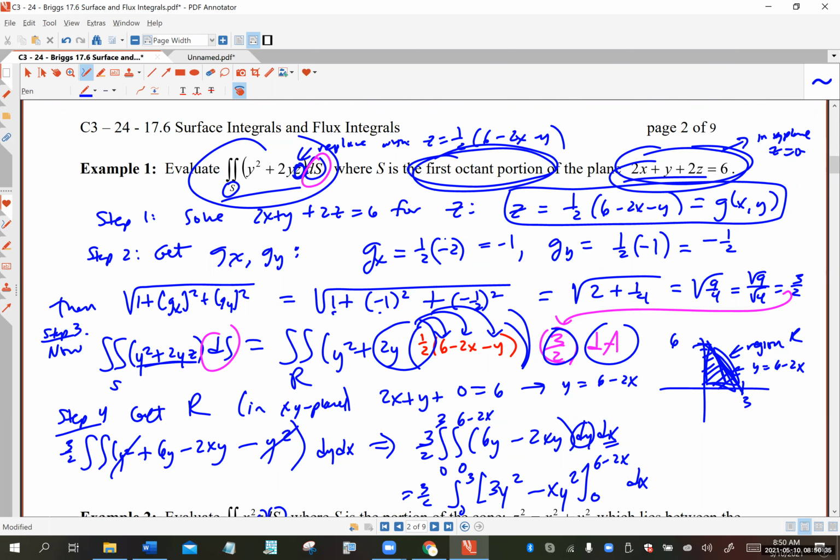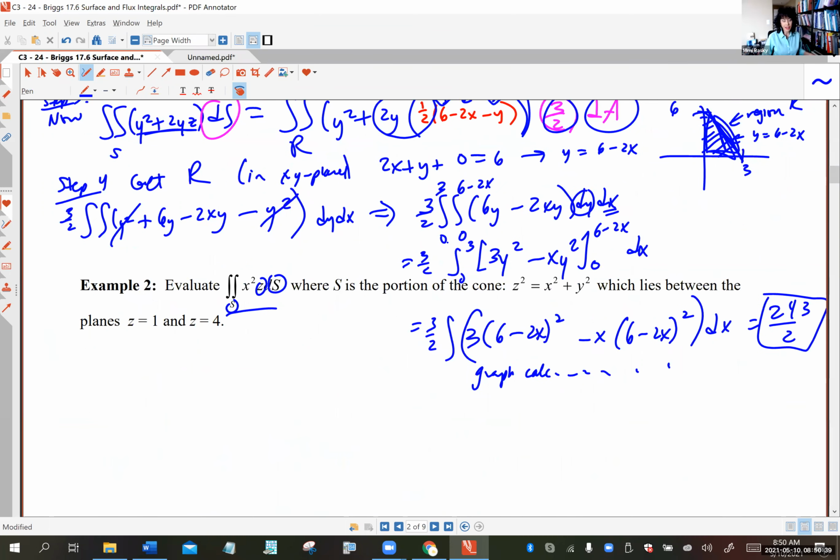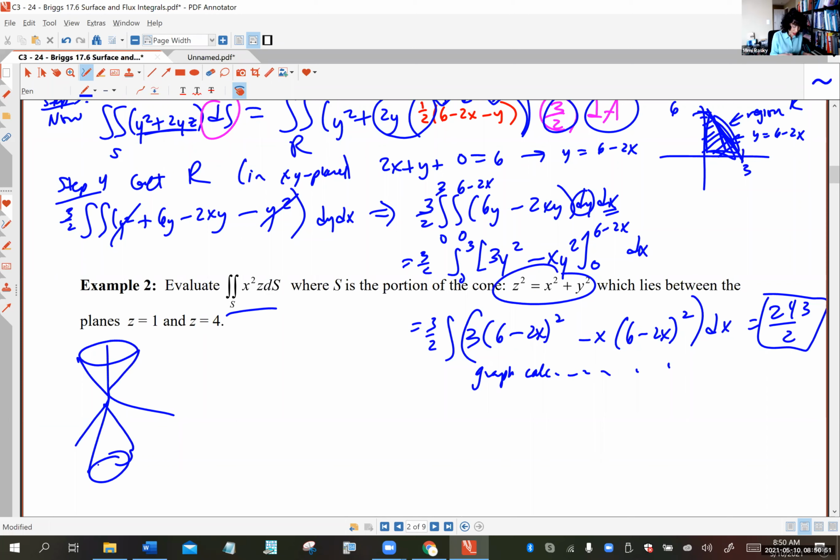Okay. So let's do example 2. So why are we doing another one? It's like, this one has a little bit different flavor to it. So you'll see in a moment why. We got a cone. And if you graphed this cone, it's actually a double napped cone. But it turns out we don't need both naps. We only need the upper one. Well, how come? Because they're saying z equals 1 and z equals 4.